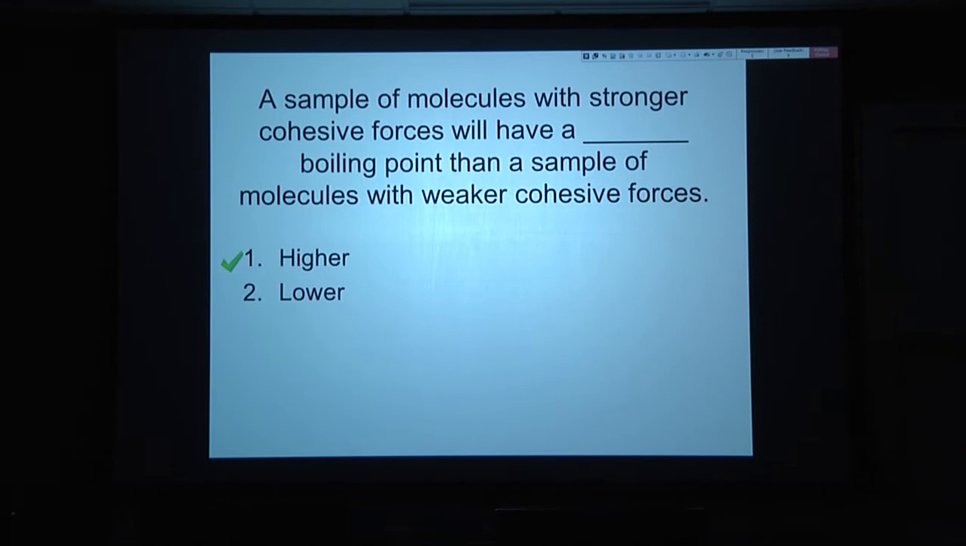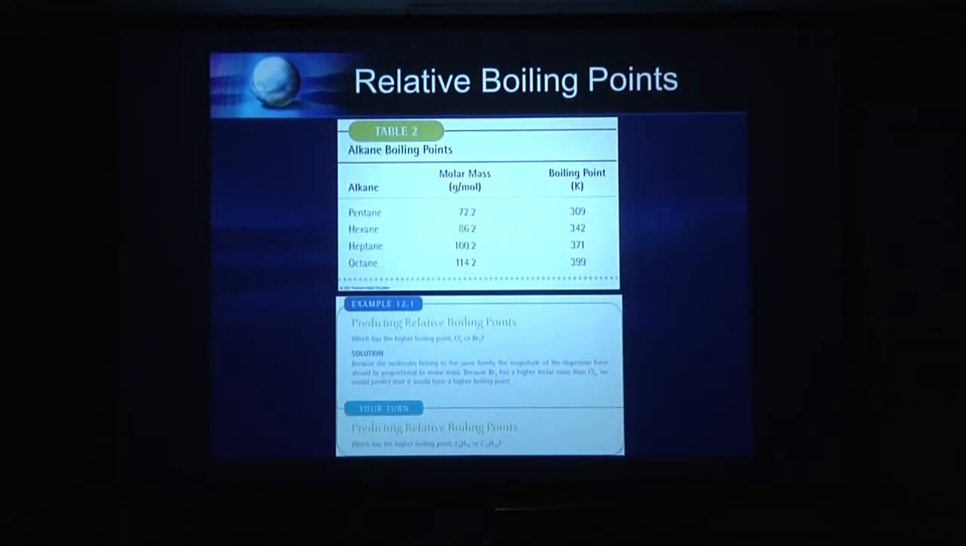All right, the answer is higher. Hopefully you got that. A sample of molecules with stronger cohesive forces will have a higher boiling point than a sample of molecules with weaker cohesive forces. That's kind of the summary of what we've been talking about. And if dispersion is the only thing present, then the species with fewer electrons or smaller molar mass is going to have a lower boiling point than something that has more electrons, or a stronger cohesive force.